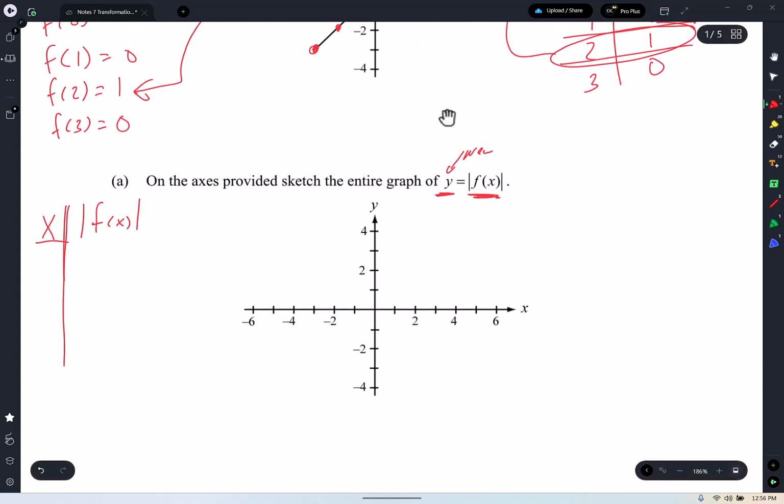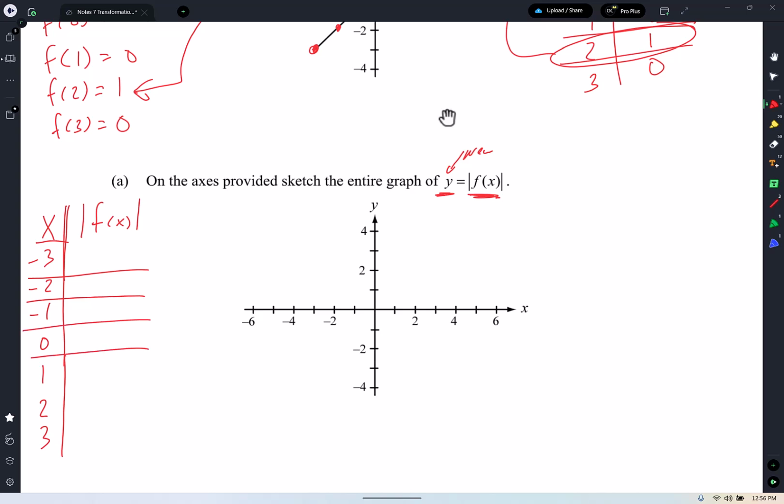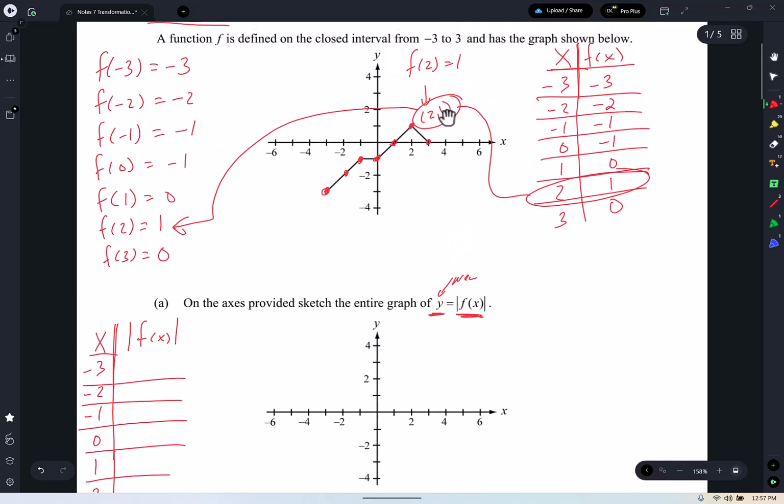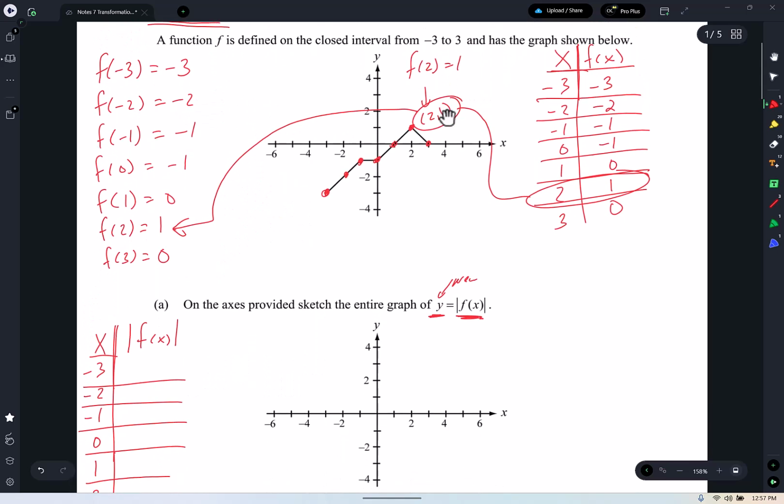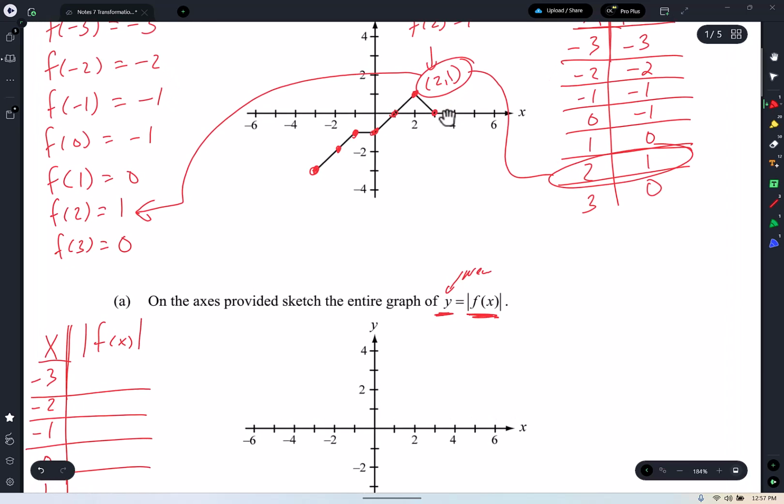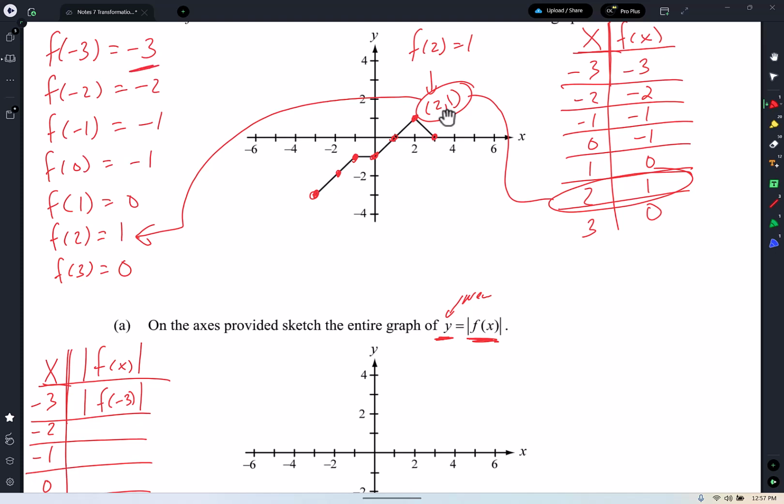So I'm going to start -3, -2, -1, 0, 1, 2, 3. I'm going to go slow. Let me see. Can I see it all? I'll start right here so I can see this. So what does this mean? Absolute value of f of -3. Well, f of -3 was -3, see? So absolute value of -3 is just 3. So go to -3 and then 3 and then point.